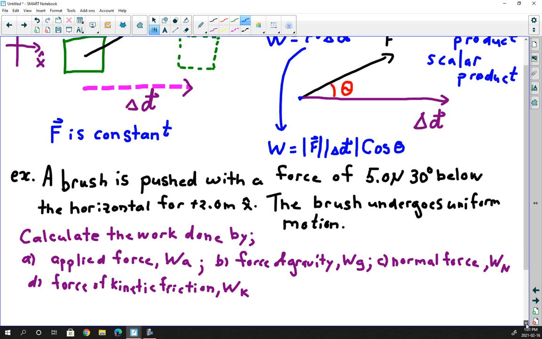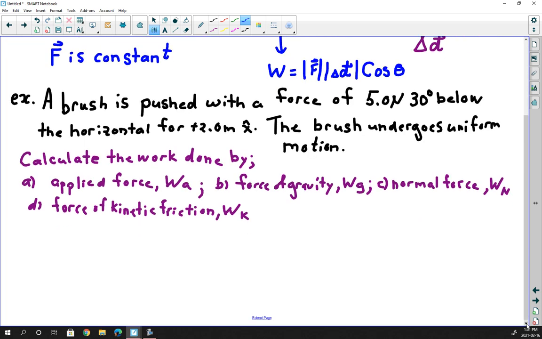So I think the best thing to do right now is go through an example to get us refamiliarized with the concept of work being done on an object and therefore energy being transferred. So here's a situation. A brush is pushed with a force of 5 newtons 30 degrees below the horizontal for positive 0.20 meters x hat. The brush undergoes uniform motion. That means constant velocity, acceleration is zero. It's not speeding up, it's not slowing down.